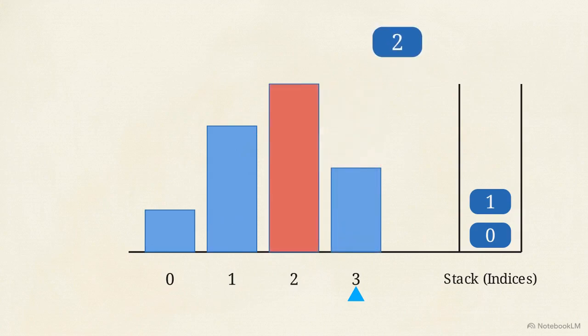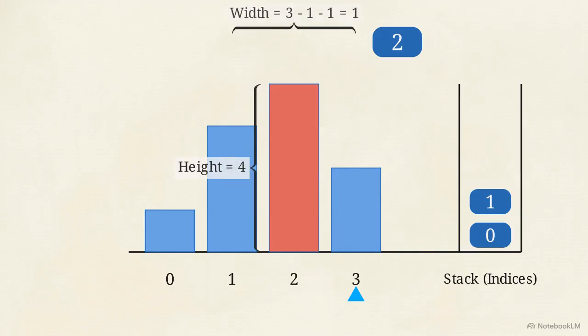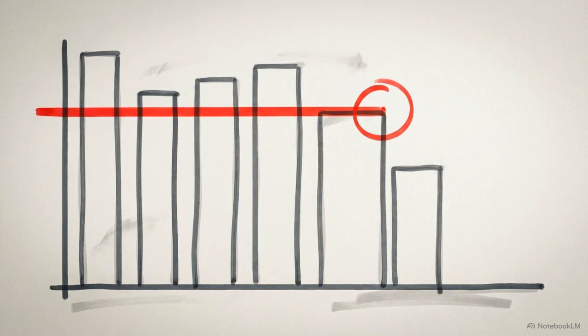This triggers a pop from the stack, signaling that it's time to calculate the area for the bars we just passed. For each popped index, the height is determined by that bar's value. The width is the distance between our current position and the index now at the top of the stack. Multiplying these gives us the area. This stack approach ensures we only calculate areas when a rectangle's path is physically obstructed, allowing us to find the maximum area in a single pass.